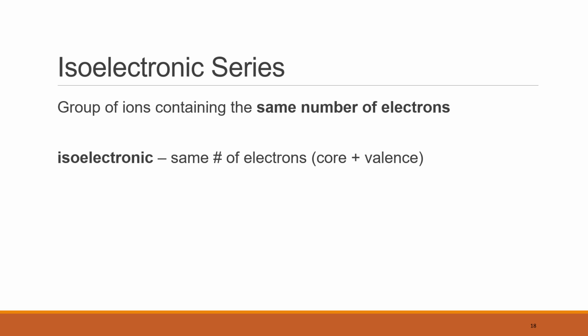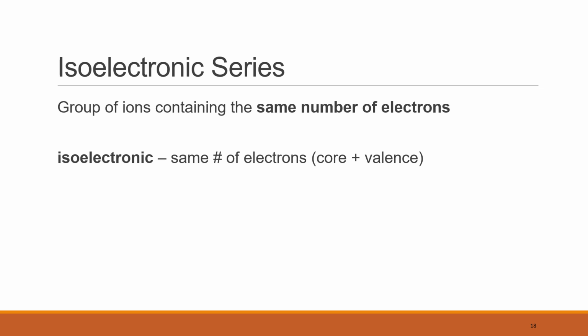Looking at isoelectronic series. So what does isoelectronic mean? It's a group of ions that have the same number of electrons. So when we say a group of ions containing the same number of electrons, they do not have to be the same element. We can compare several different elements, several different ions across the periodic table that happen to have the same number of electrons. They would still be referred to as isoelectronic.